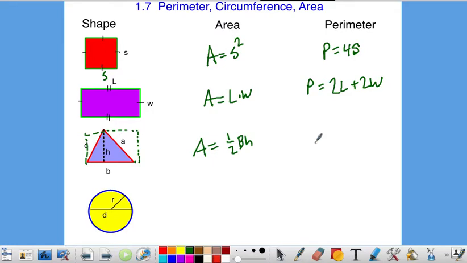The perimeter of a triangle, you just add up around the outside, so you need to know all 3 sides. So our sides here are labeled as A, B, and C.